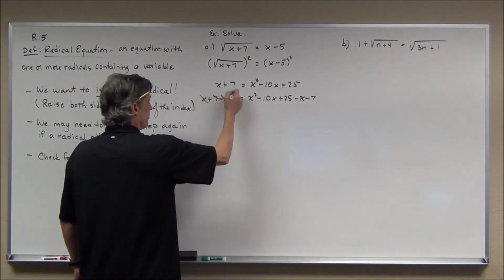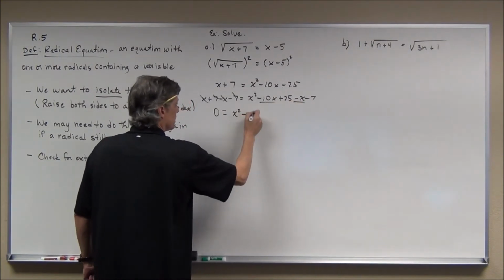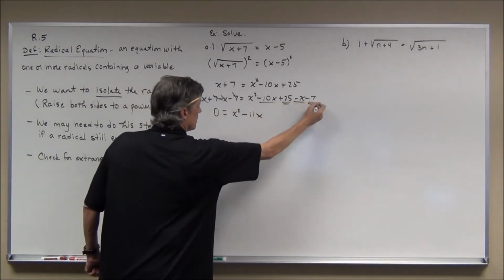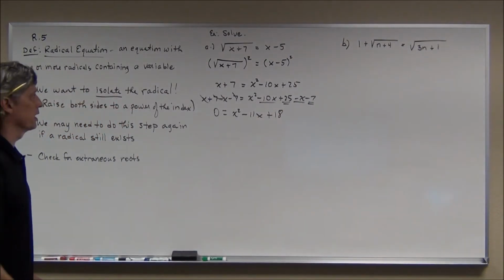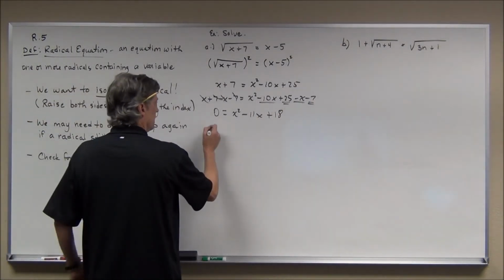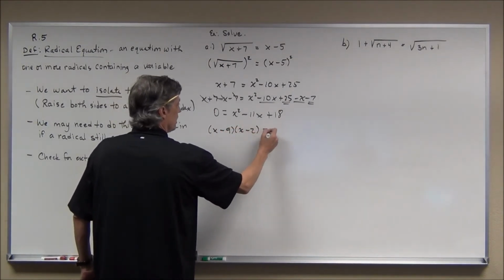And that will give me 0 is equal to x squared minus 11x plus 18. And if I'm lucky, then this will factor. And this one does look like it's going to factor. I'm going to flip the sides. This is going to be x minus 9 times the quantity x minus 2 is equal to 0.